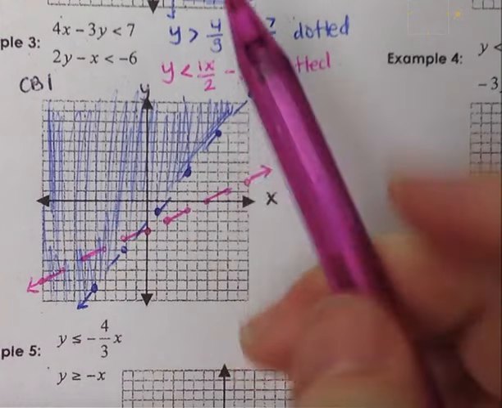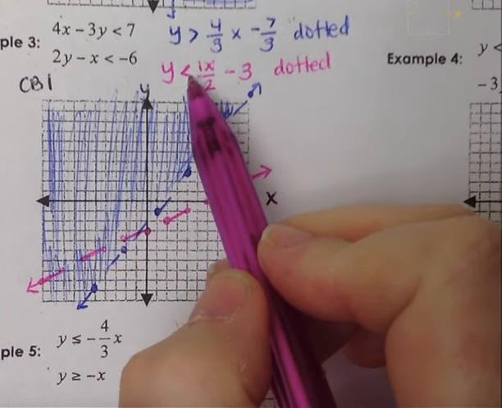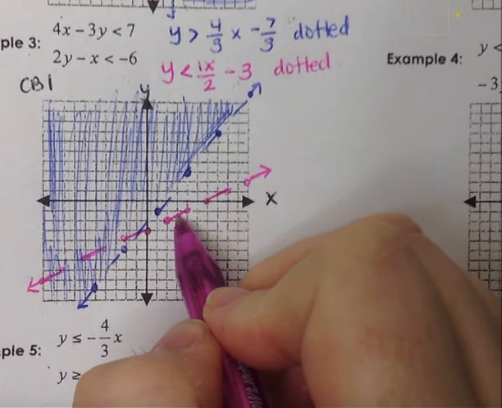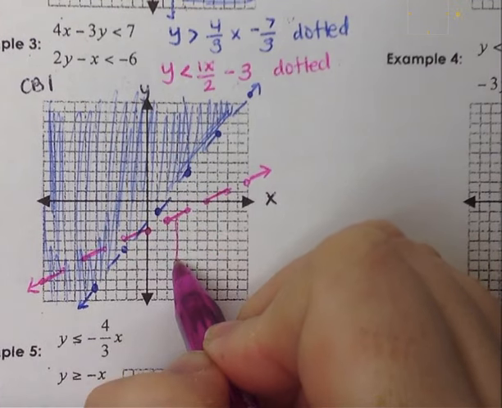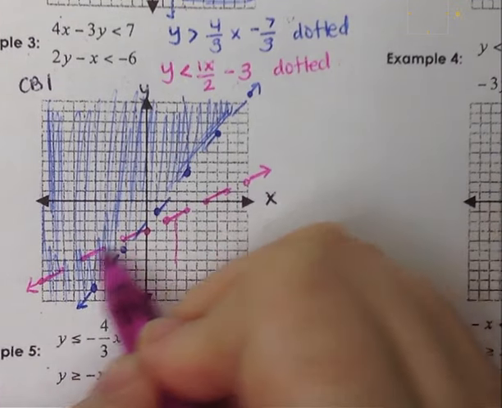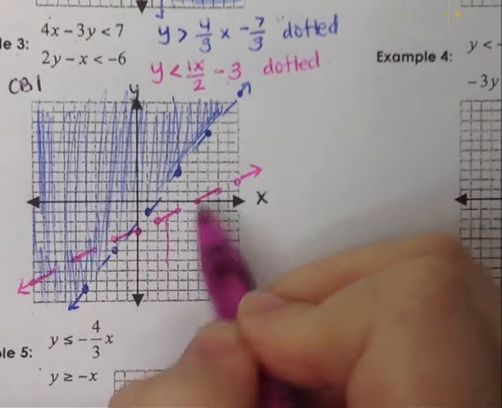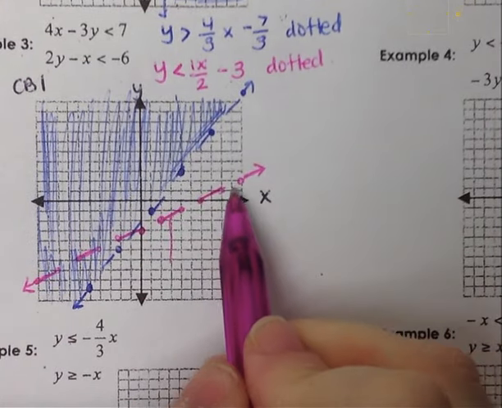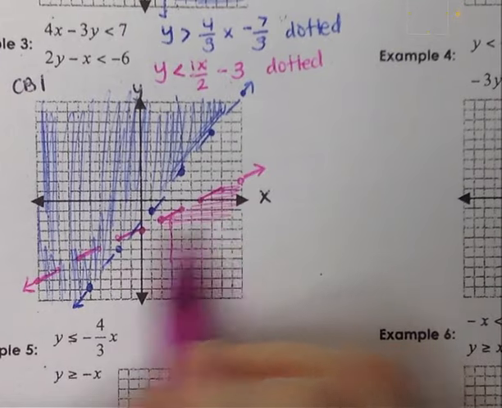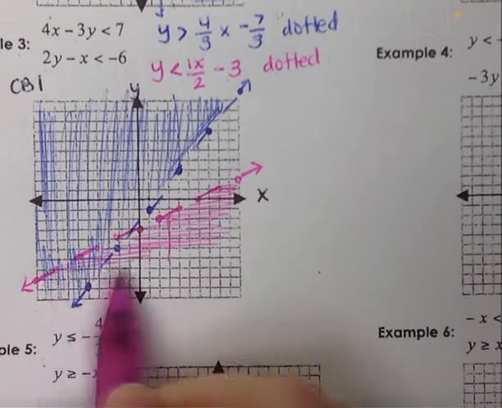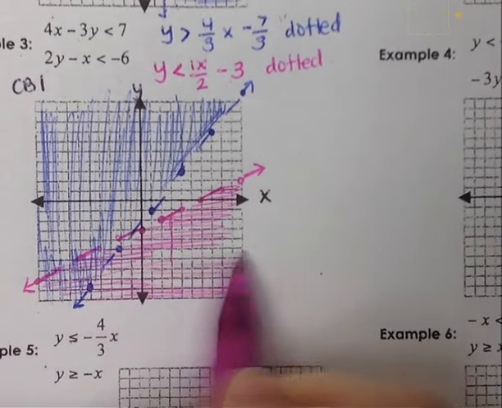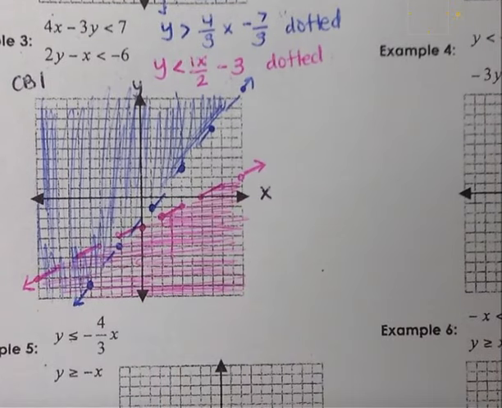Do the same thing with the pink. So on my pink it says less than. So on my pink line, less than means down. That tells me on the pink, it's just this bottom section all along the pink line though. So I'm going to draw all along that pink line and shade everything underneath it.